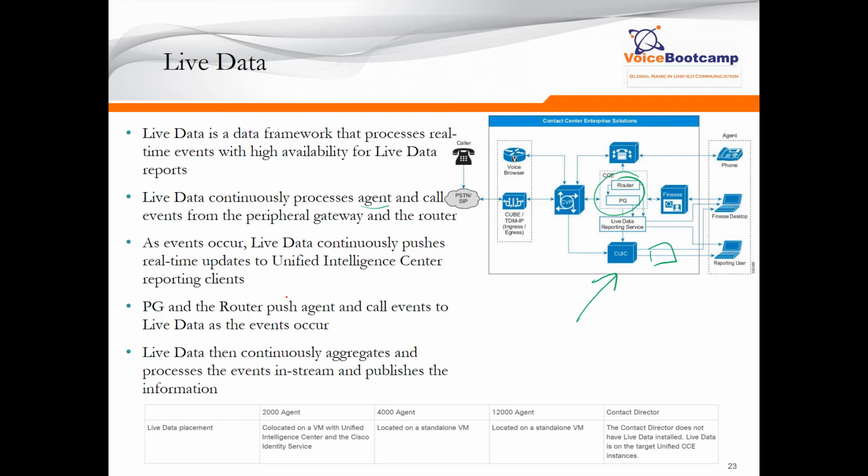PG and router will push agent and call events to the live data server as the event occurs. Live data will then continuously aggregate and process the event in a stream and publish the information on a web interface.